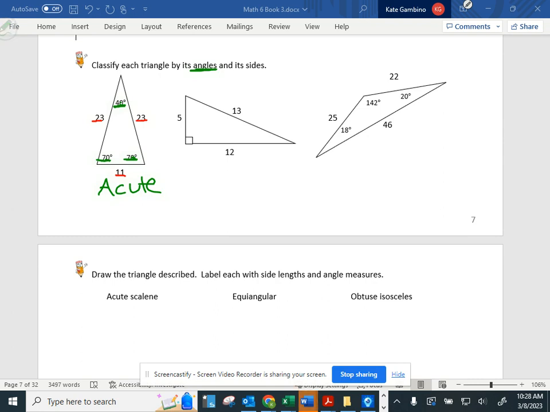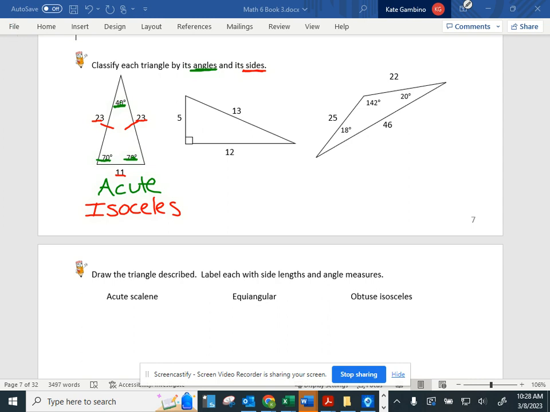Am I done answering my question? Oh, I know the other one too. We need to do the side. So what would my side be, Aiden? Isosceles. Yes, because two are congruent. We have two sides that are the same, so it's an isosceles. So the full name of this triangle is an acute isosceles triangle.